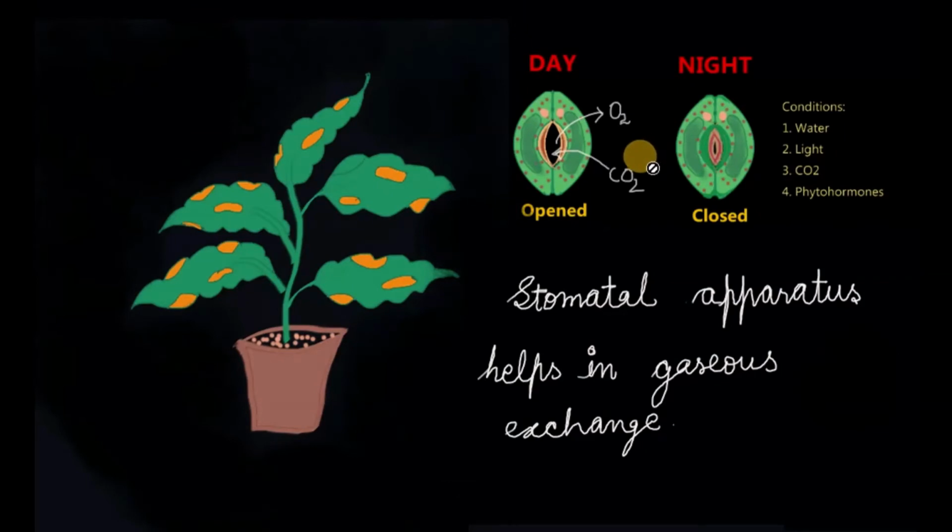During night time, photosynthesis stops and no gaseous exchange occurs. So carbon dioxide may be removed. This way the stomatal apparatus helps in gaseous exchange.